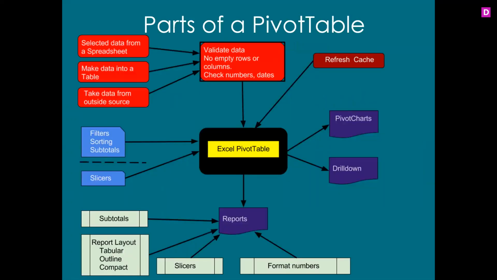Parts of a pivot table: valid data, no empty rows and columns. Check the numbers and dates also. Catch value, pivot chart, drill down, report, and filtering of the report by using the slicer function, subtotal. Slicer is a very big functionality in the pivot table. You can also take the data from an outside source.